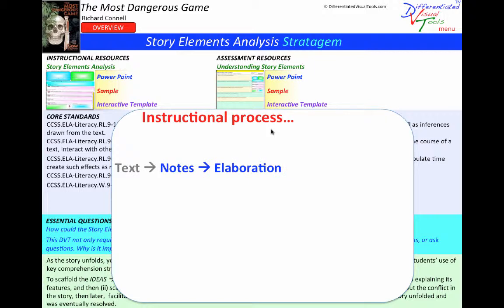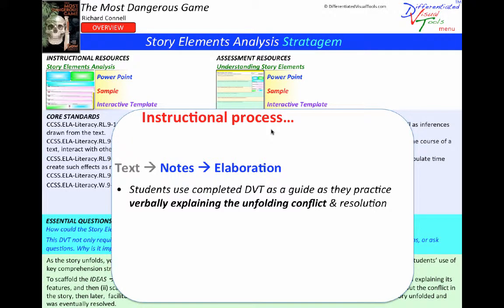Later, after the DVT has been completed, we'll be shifting from the text to notes phase of instruction to the notes to elaboration phase of instruction. Students will be using the completed DVT as a guide as they practice verbally explaining the unfolding conflict and resolution. This activity is really important because not only does it develop fluency in terms of their ability to retell the story in their own language, but it also lays the groundwork for using DVT notes as a basis for composing expository essays or argumentative essays.